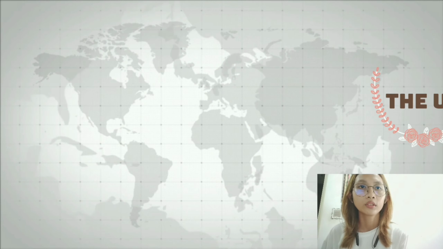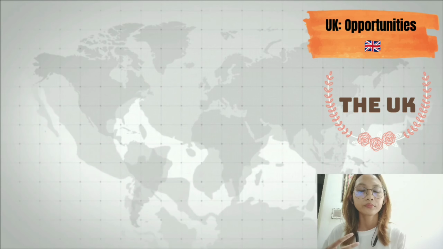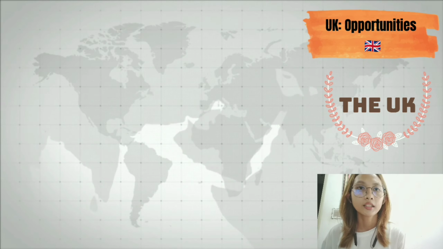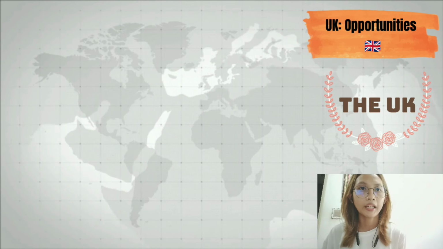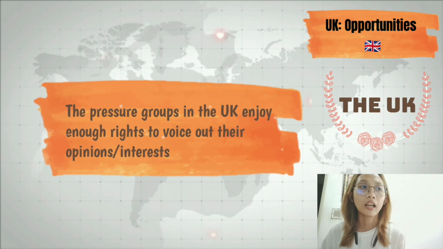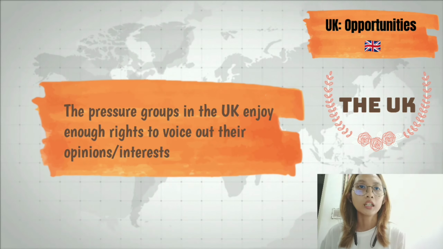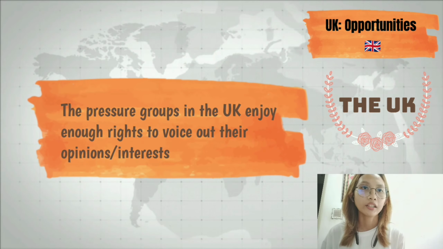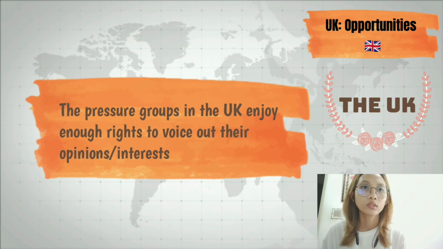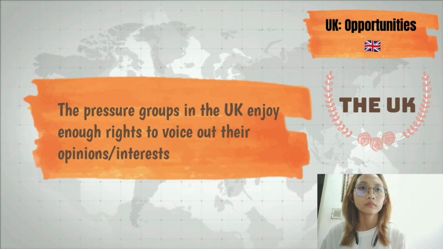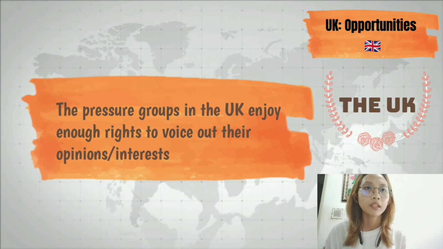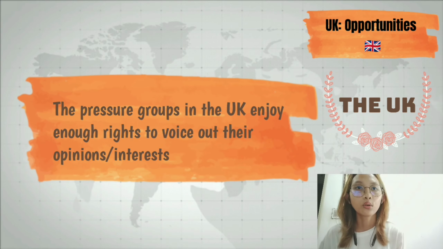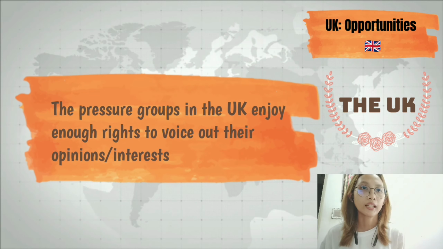Now we're moving on to the opportunity, which is the last part. In the United Kingdom, their system enables people to participate and allows pressure groups, the minorities, to have a voice to address their ideas, their opinions, or their interests through their own participation in politics, because the people inside the United Kingdom are quite educated, so they know what they can do, what they want, and they know how to get it as well.